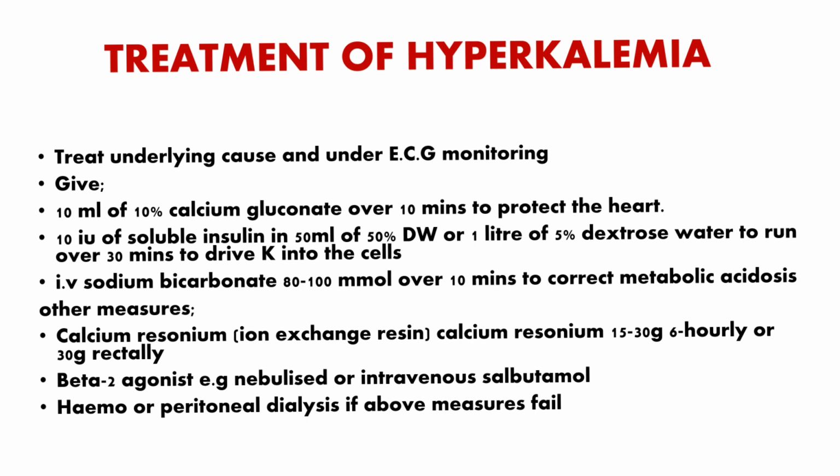Give 10 international units of soluble insulin in 50 mL of 50% dextrose water, or in 1 liter of 5% dextrose water to run over 30 minutes. This is to drive the potassium into the cells. Intravenous sodium bicarbonate, about 80 to 100 millimoles over 10 minutes, is administered.